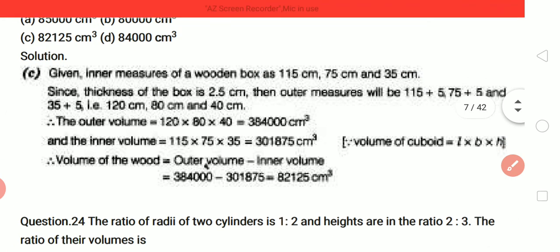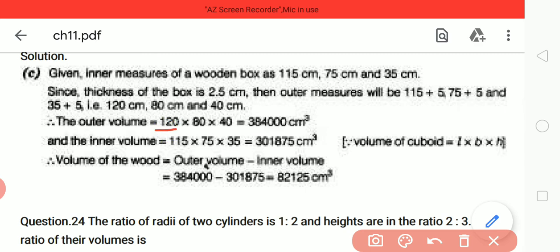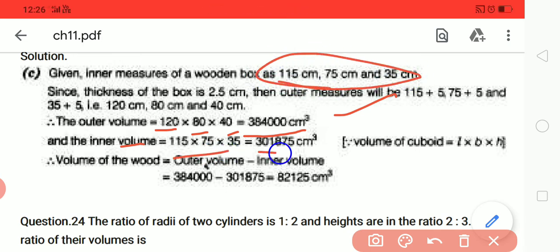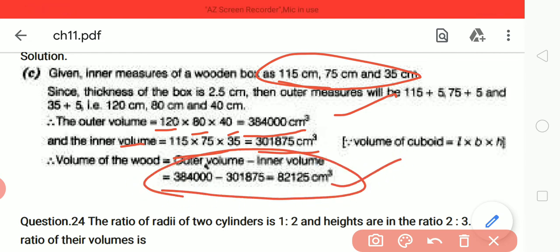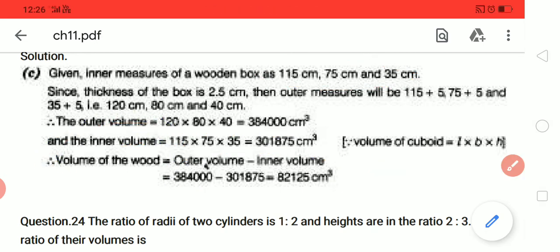So the volume will be L into B into H, so 120 into 80 into 40 will give 3,84,000 centimeter cube. This is the outer volume, and the inner volume will be with the same measurements without thickness. When you multiply, you will get 3,01,875. So you can subtract and you will get the volume of the thickness, that is the volume of the wood, right? This is option C.